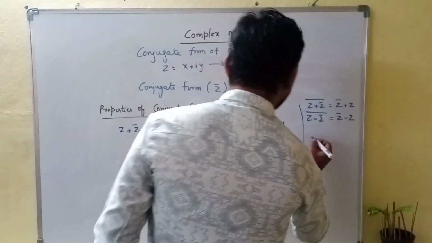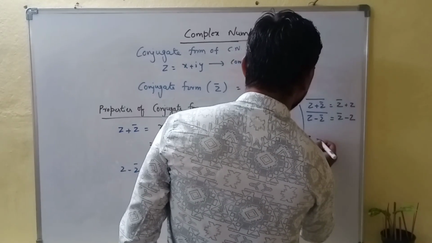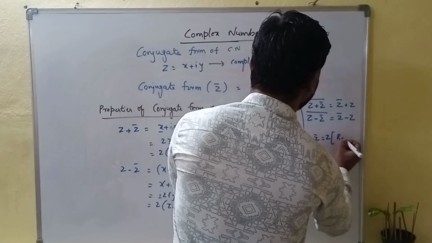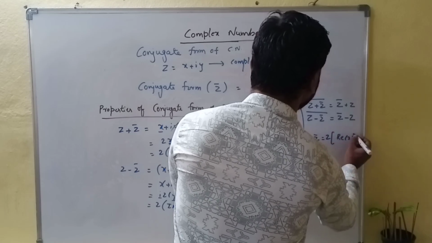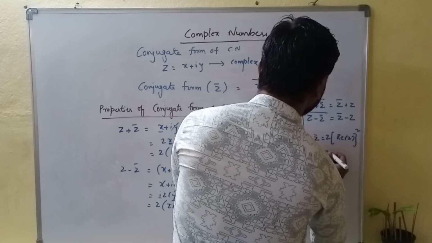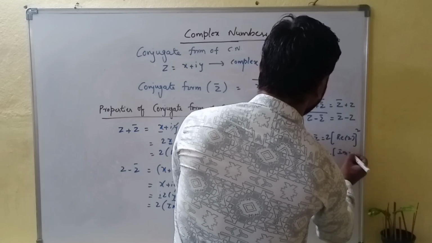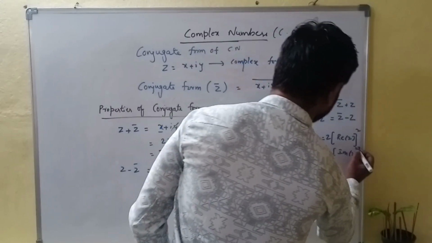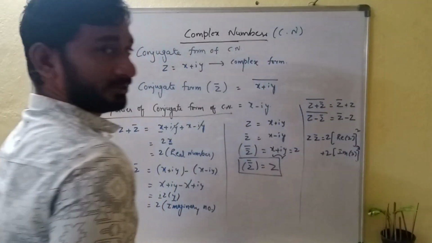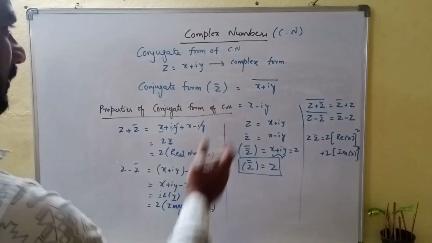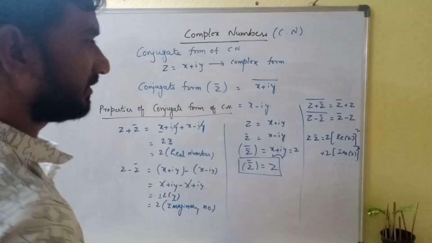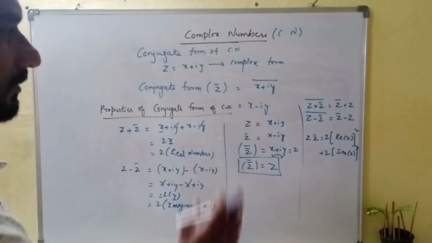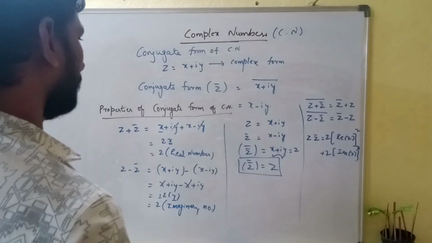And z into z bar is equal to the real part of the complex number whole square plus the imaginary part of the complex number whole square. So this is one more property of complex and conjugate forms. If you multiply a complex number with its conjugate, you will get the real part of z whole square plus the imaginary part of the complex number whole square.